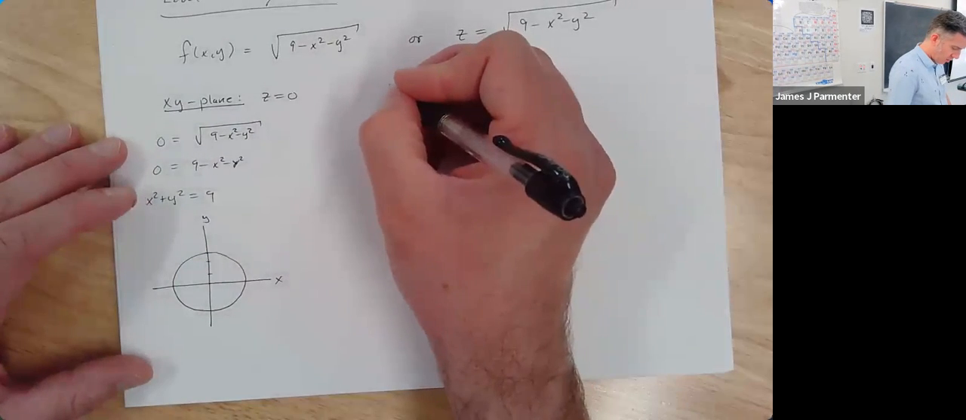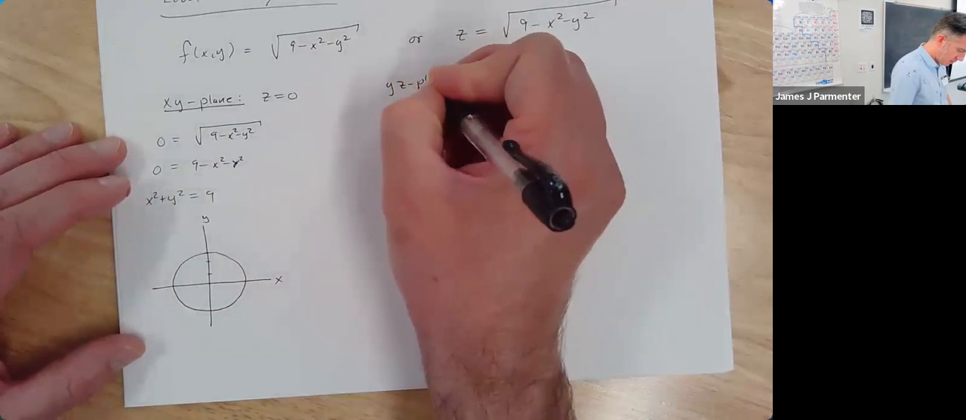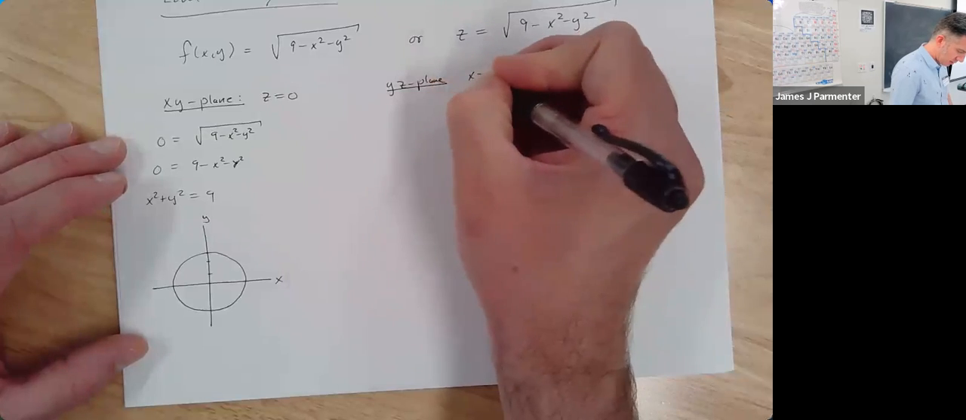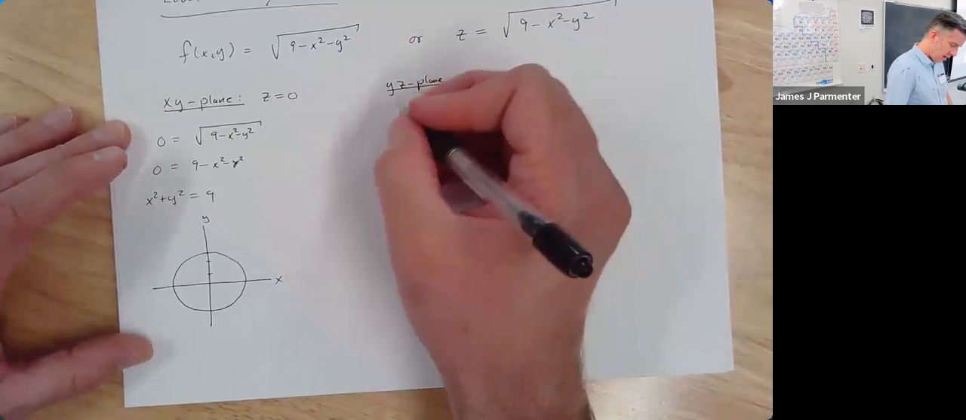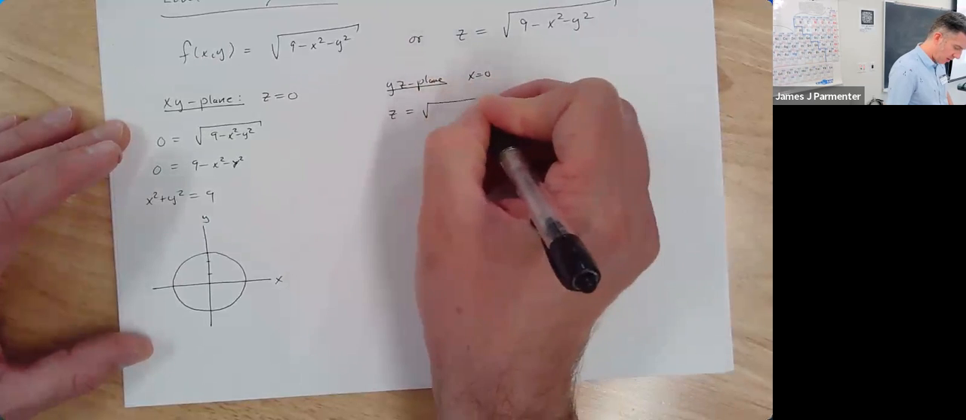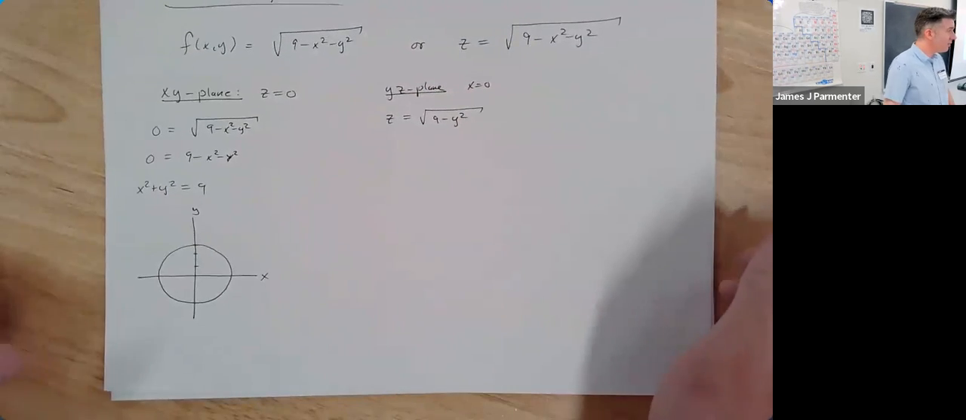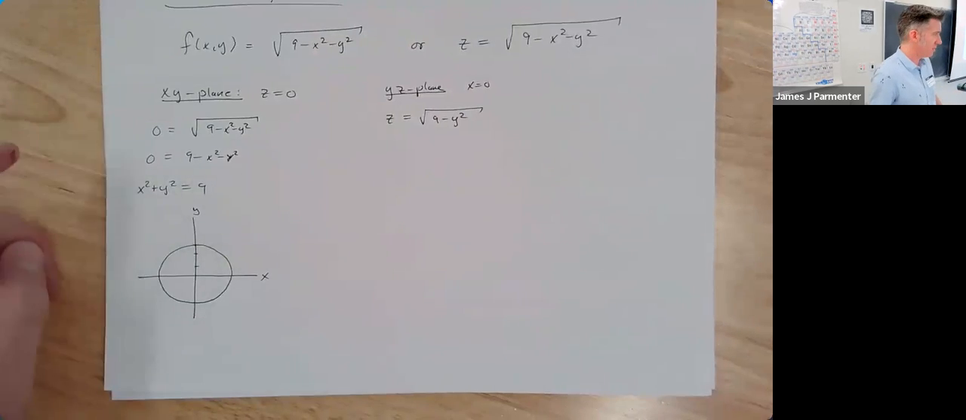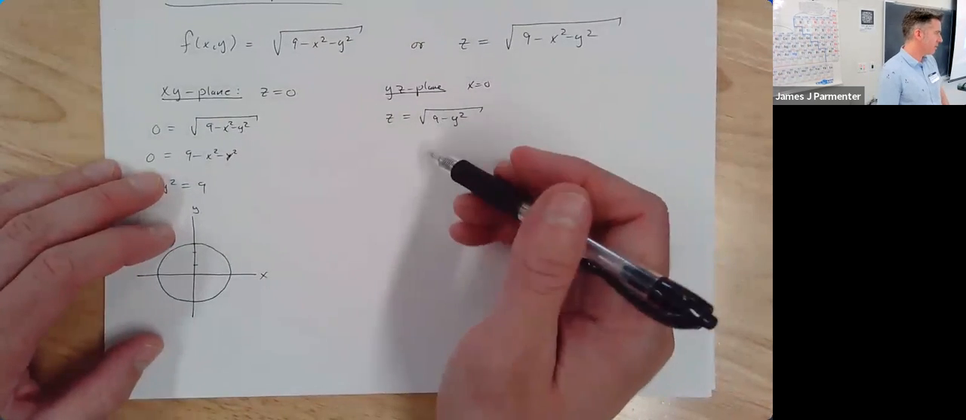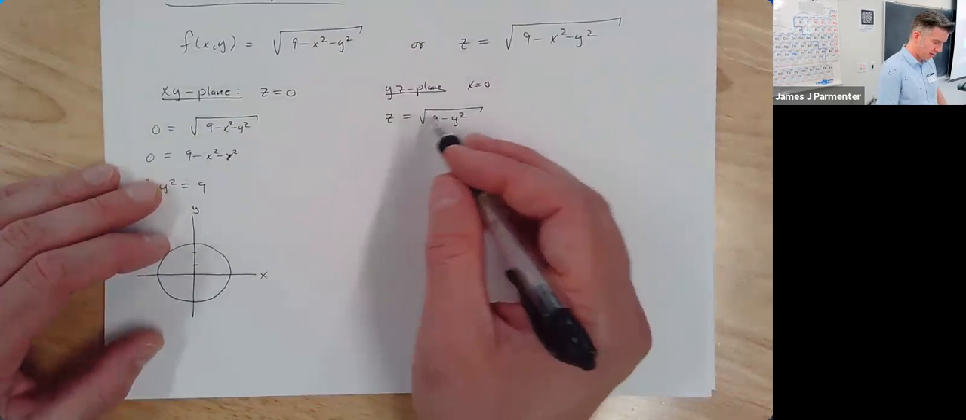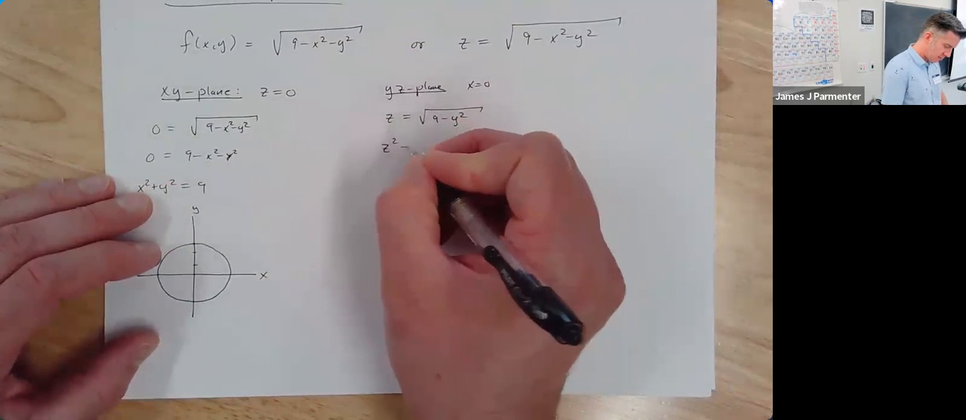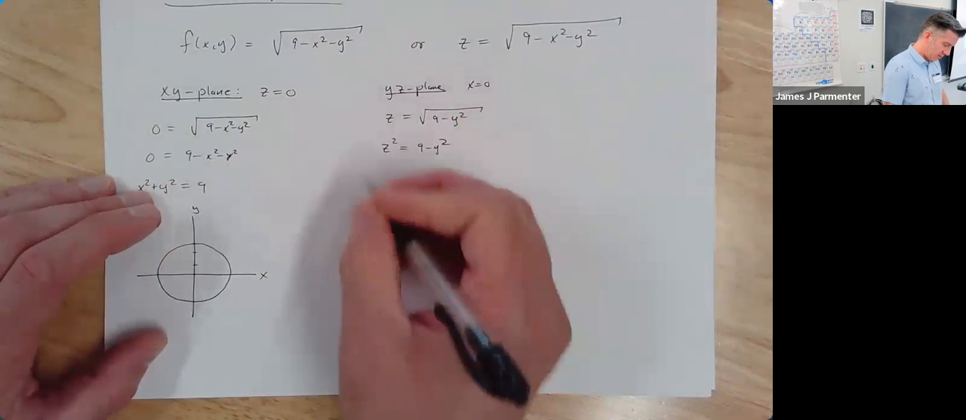In the yz plane, I'm going to set x equal to 0. When I do that, I get z equal to the square root of 9 minus y squared. Now, often when we do this, we just realize, great, I know what the graph looks like. Here, it's not as clear. So let's do the same kind of thing. Let's square both sides and then add y squared to the left-hand side.